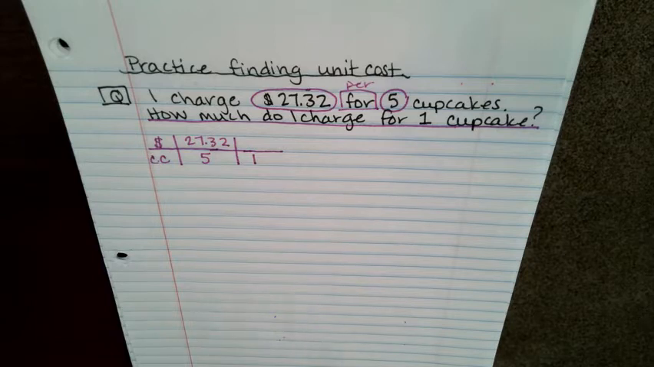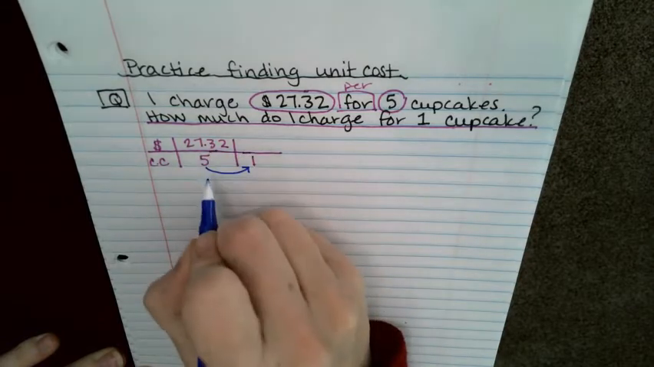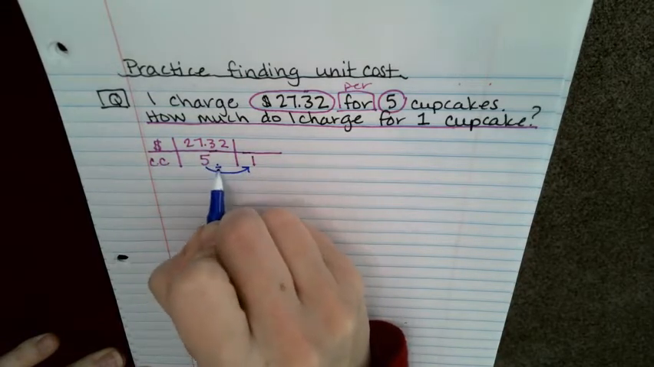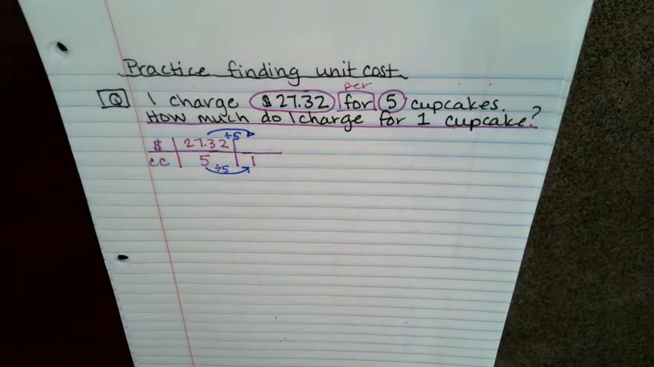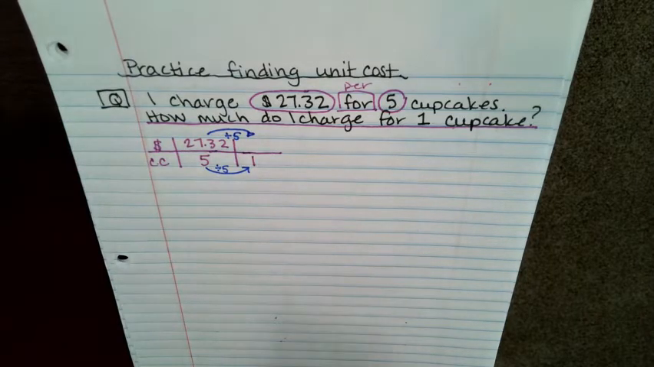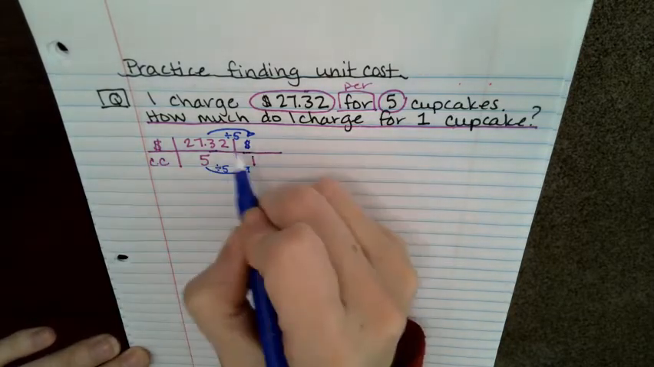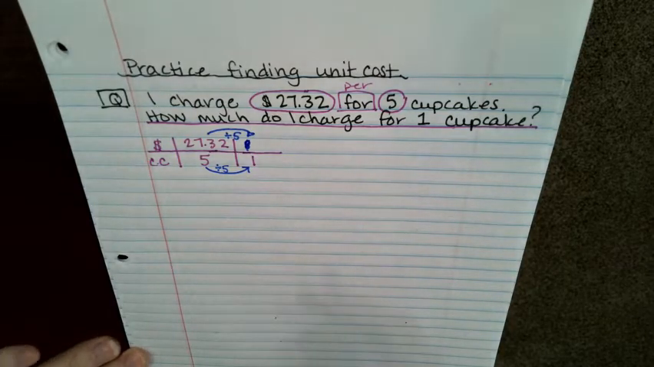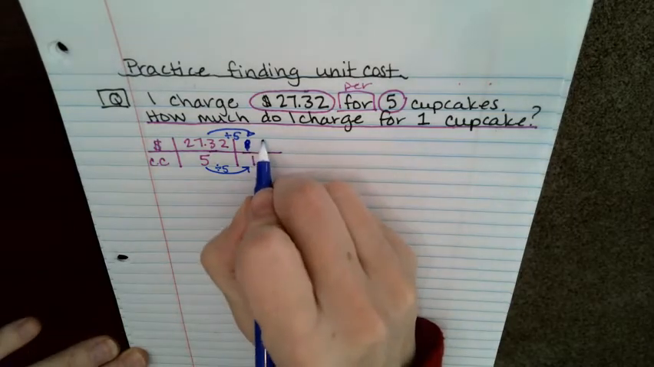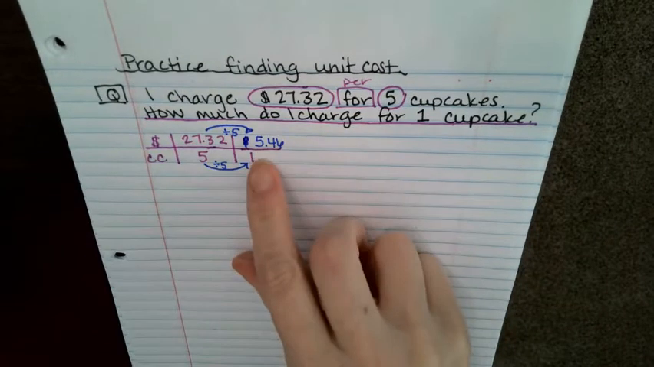Okay, so again, with the ratio table, I know these ratios have to be equivalent. So 5 divided by 5 equals 1. 27.32 divided by 5. So again, you can do this work by hand. You can do this in a calculator. When you do it in a calculator, you're going to get more than 2 digits after your decimal, and then you're going to have to round to the hundredths place. And in this case, you're going to get 5.46. Okay, and this says 5.46 per 1 cupcake.